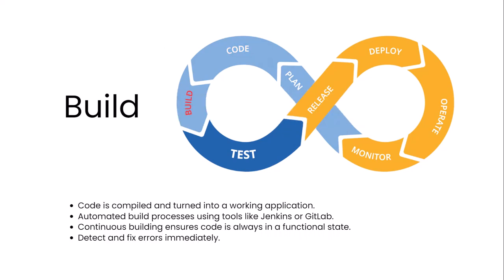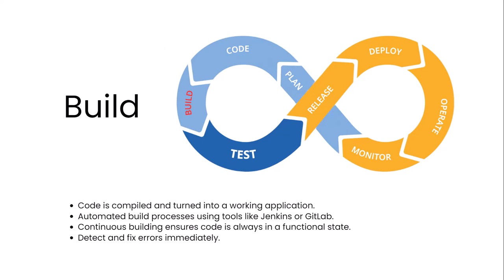Next, the build phase begins. This is where the written code is compiled and turned into a working application. In a continuous integration system, this build process is automated, meaning every time a developer commits code, the system automatically compiles it and checks for errors. The how here is automation. Tools like Jenkins or GitLab automate the build process. These tools continuously pull in code from the repository, build it, and check if it's functional.